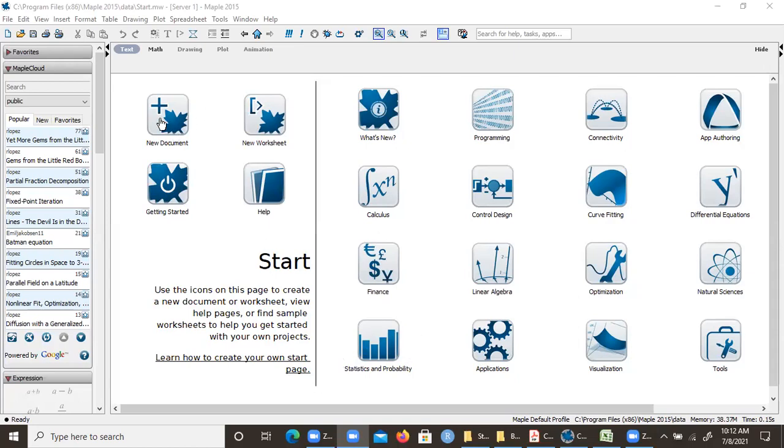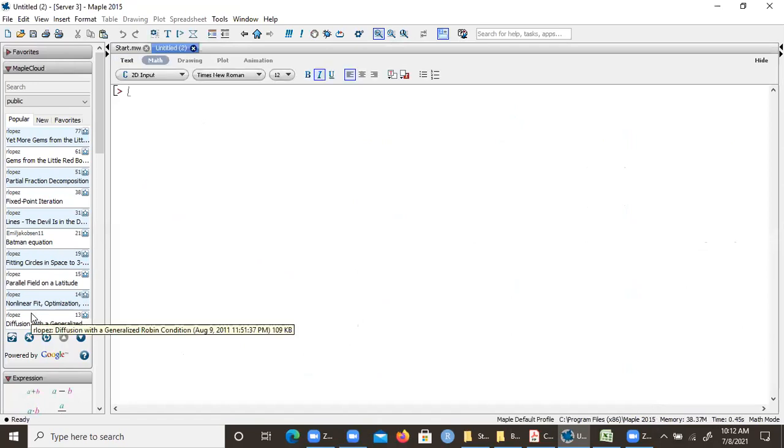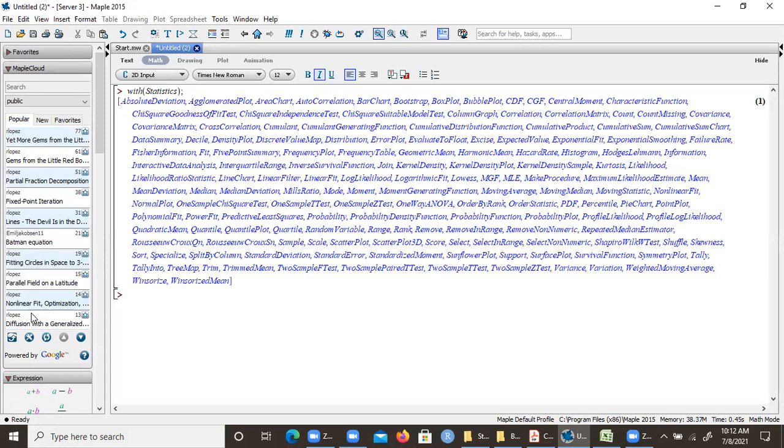Okay, so let me first of all open a new worksheet. This is my new worksheet, and in it I'm going to write a command, with(Statistics). If I write this command, all these operations will be activated. If I do not write this command, we will not be able to do the statistical calculations.